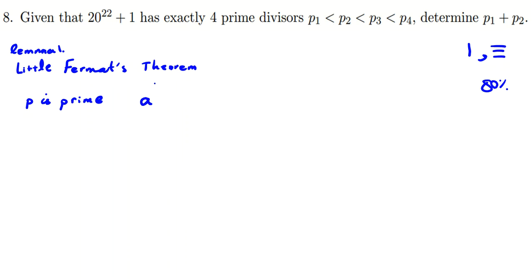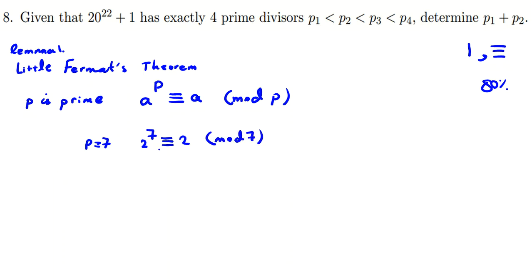then a to the power of p is congruent to a mod p. Let me explain for the subscribers who don't know what this means. It means that the remainder of a to the power of p and the remainder of a, when divided by p, are equal. For example, if p is 7 and we check 2, 2 to the power of 7 is congruent to 2 mod 7. It means both of them have the same remainder.